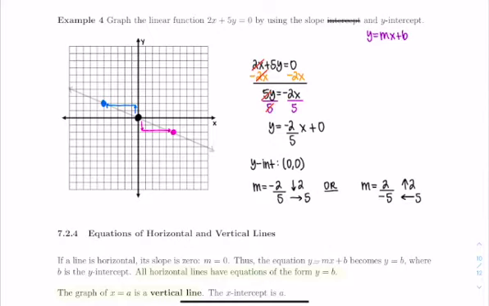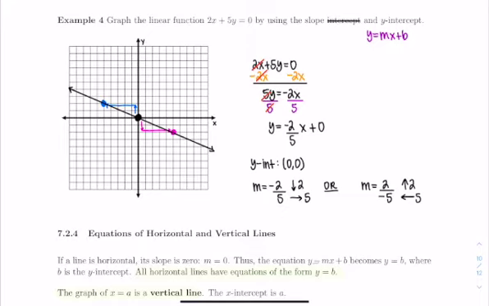Now that we have all of our points, you can see that they fall in a line here. We can connect them. You only need to go in one direction to find the second point, but I'm just showing that you have options to go in either direction. And you're going to get the same line no matter what.